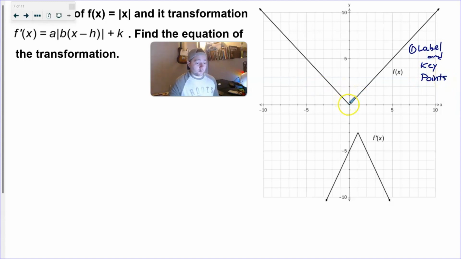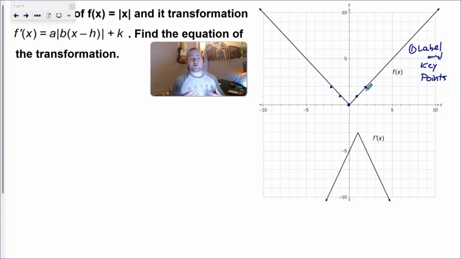So on a regular absolute value graph, we have 0, 0, 1, 1, and then 2, 2. And then negative 1, 1, and then negative 2, 2. So that's our base absolute value table. So we want to see how those points were transformed via a mapping rule.